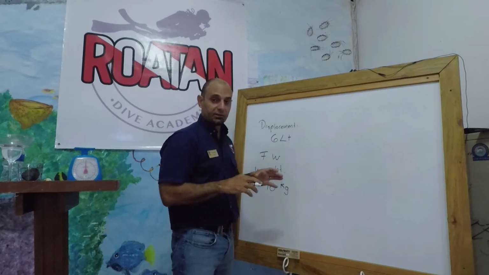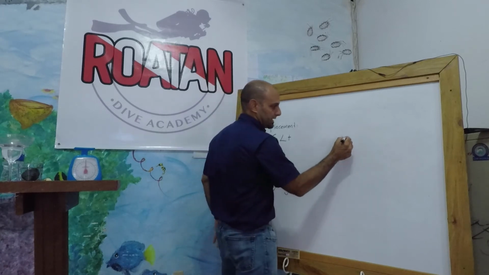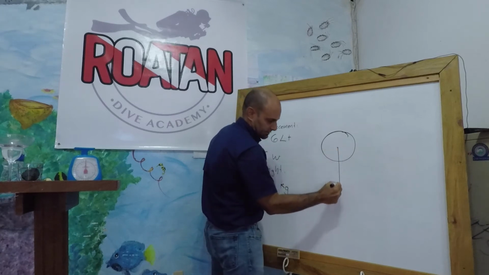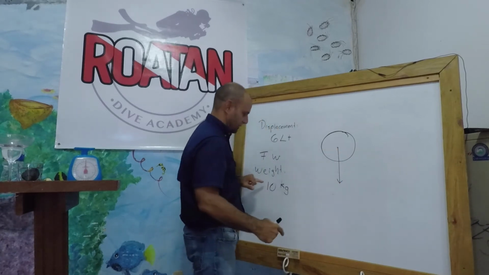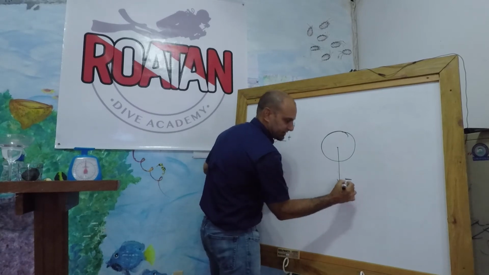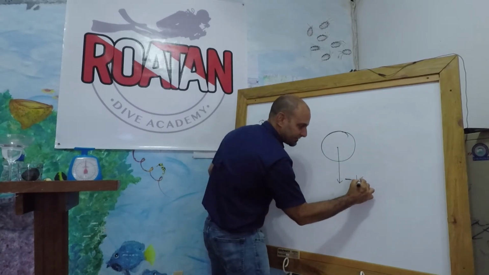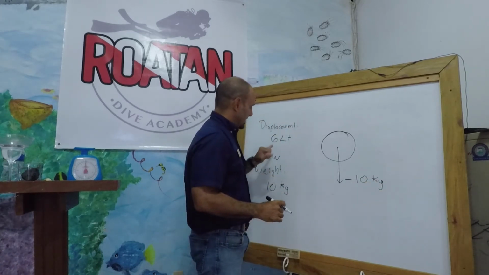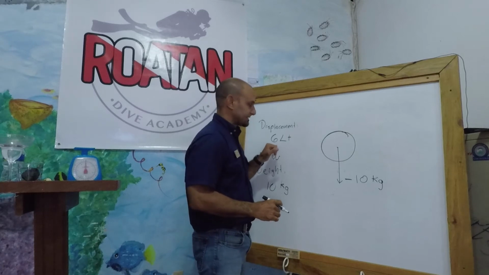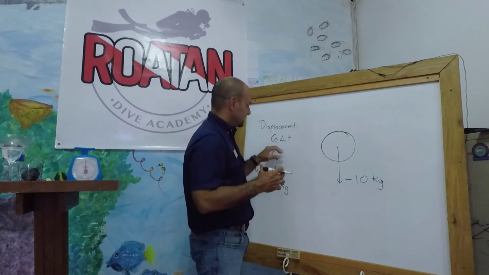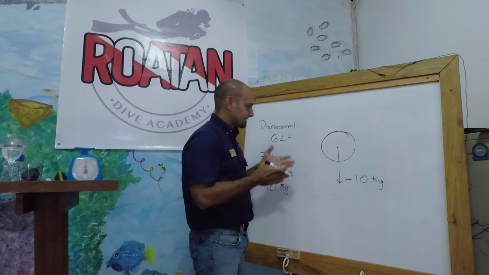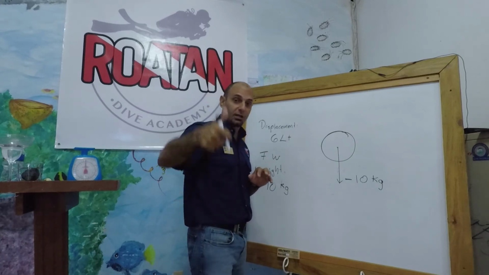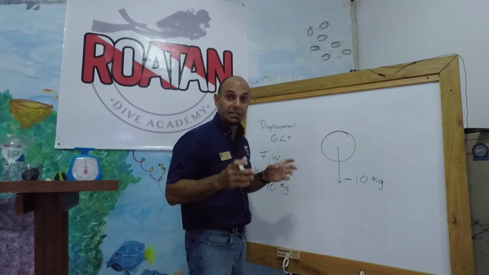The way I like to do it is with a graphic. So I'm going to draw an object here, and it has two forces. One force, the negative force, is going to be the weight. So this object is being pulled down by a negative force of 10 kilograms. And now we have a displacement of 6 liters. As we saw before with the glass, the water displaced is what we have to weigh to convert the liters to the kilograms that are going to be the positive force, or the Archimedes force.